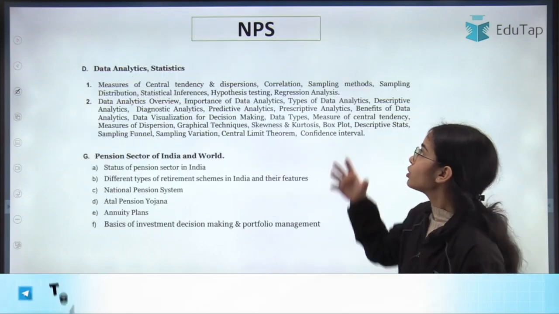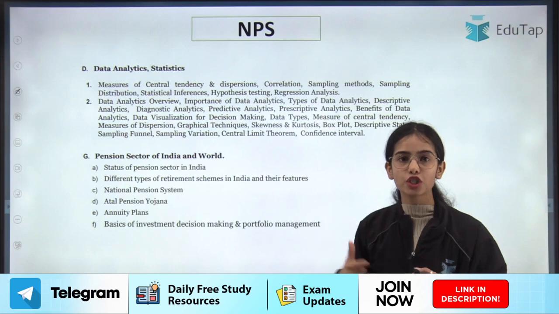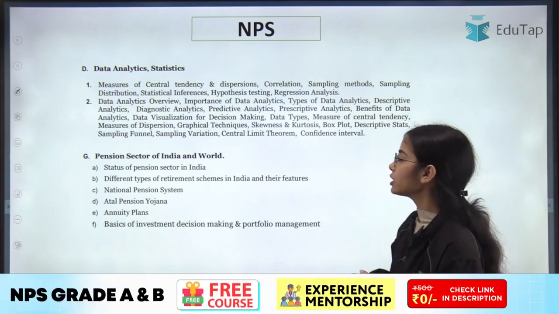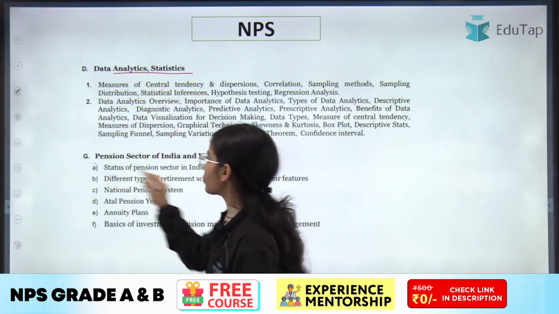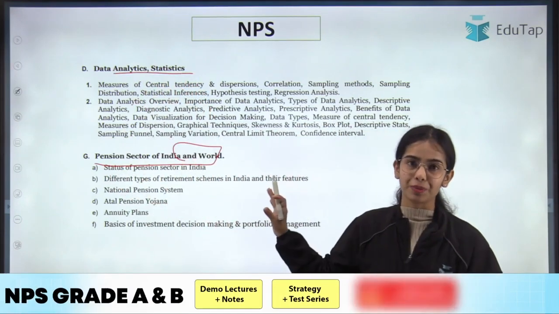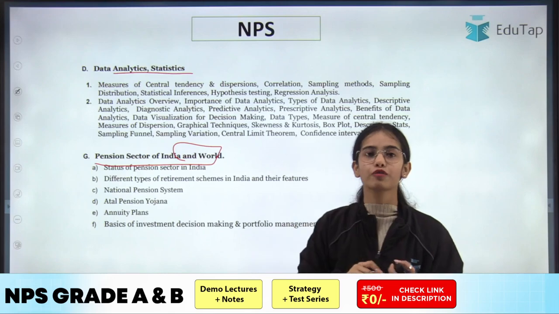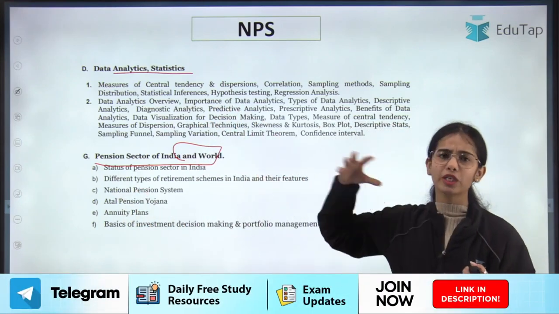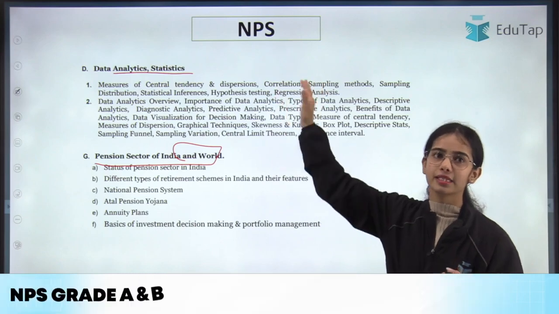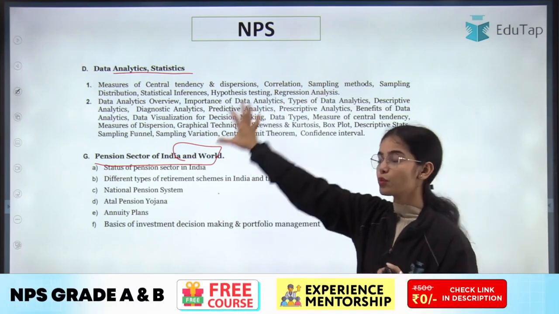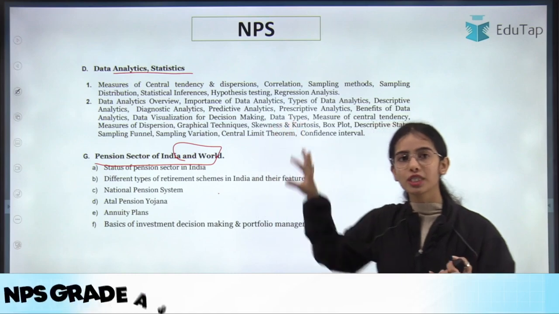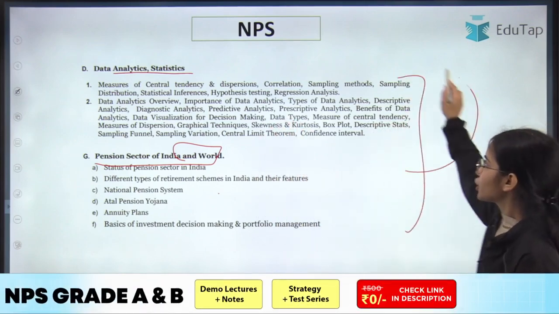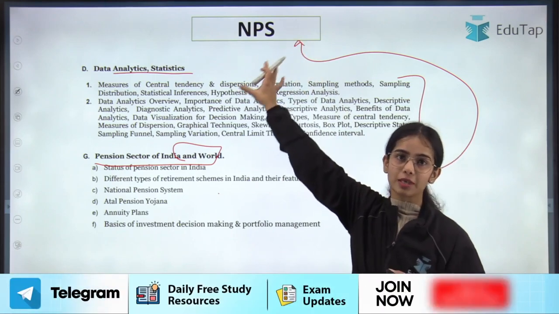Okay, coming to the NPS. NPS has some additional components like data analytics, statistics, pension sector of India and the world. So this component you have to do additionally for the NPS. If you have prepared for SEBI, or if you are preparing for SEBI, you might not have ever studied data analytics, statistics or the pension sector. But if you want to give the NPS examination, you need to gain this additional knowledge, and with it you will be able to cover the syllabus of the NPS.